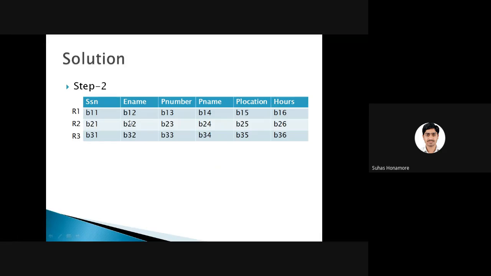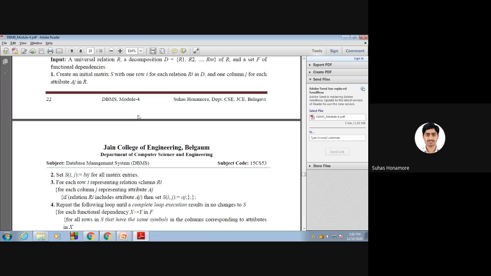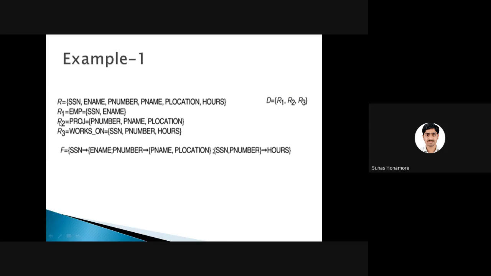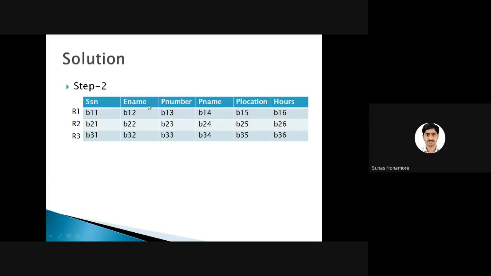It should be empty at the start. This is filled only after the second step. The first step is just to create the dummy one, that is, the number of rows and number of columns. We just mention R1, R2, R3, and whatever attributes are given: SSN, E name, P name, P number, P location, and hours. So this is the first step.